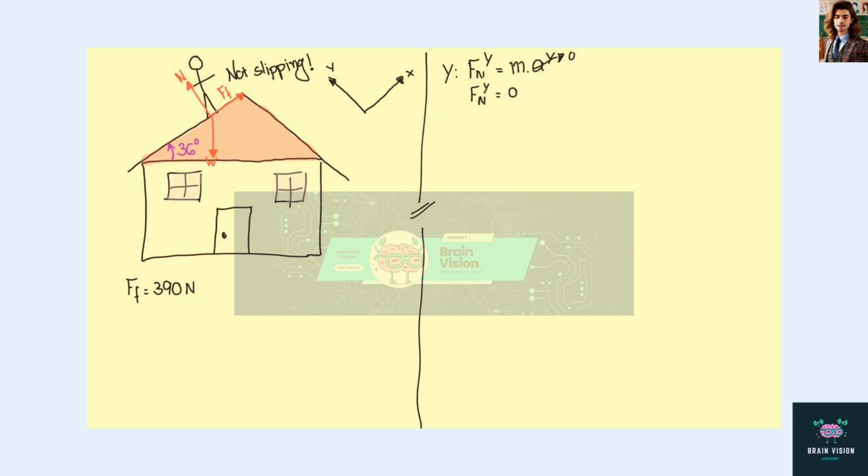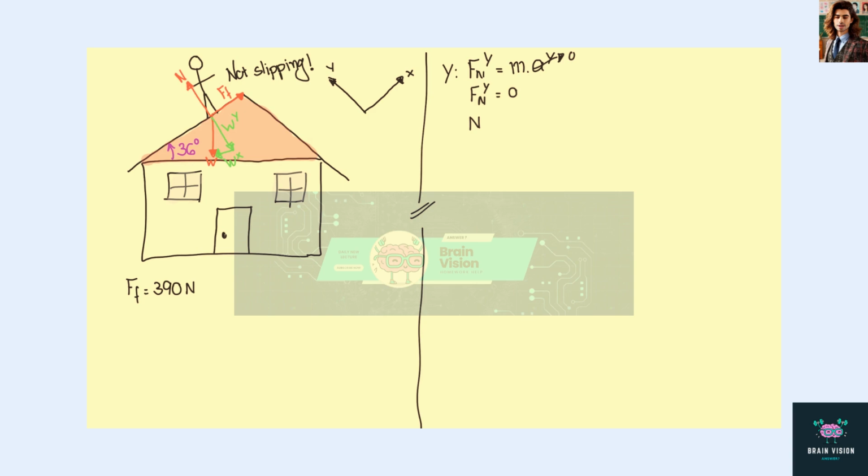But the net force in the y direction has two components. The normal force, which points in the positive direction according to our reference frame, and a portion of the weight force is also pointing in this direction. Which portion? This one. The weight force can be decomposed into two forces. One pointing in this direction, which I will call the y component of the weight force, and another one pointing in this direction, which I will call the x component of the weight force.